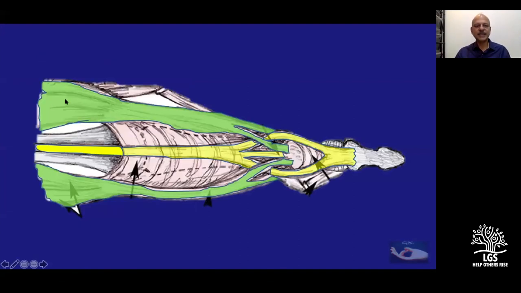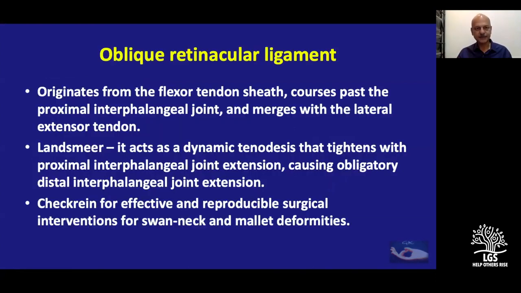Now you can see that the green shows the intrinsic muscles. On one side you have the interossei and the lumbrical on the other side. And this yellow color is the extensor, which splits into three, as I told you, at the level of the middle of the proximal phalanx. The central slip inserts onto the dorsal aspect of the middle phalanx, and the lateral slips go on either side and join together distally over the dorsum of the middle phalanx, then form the terminal tendon and get inserted into the distal phalanx.